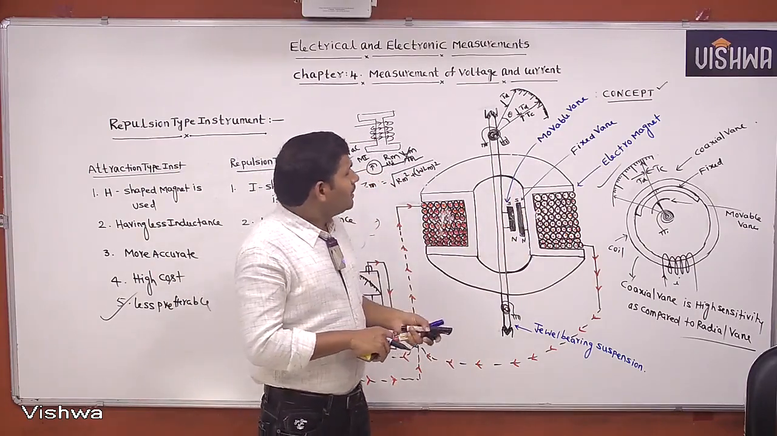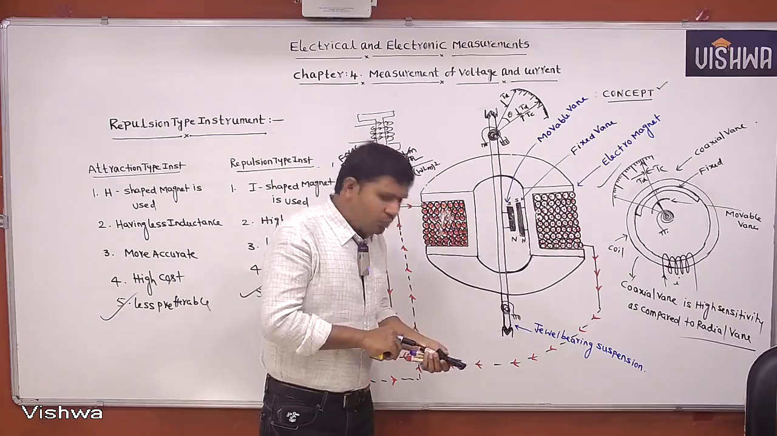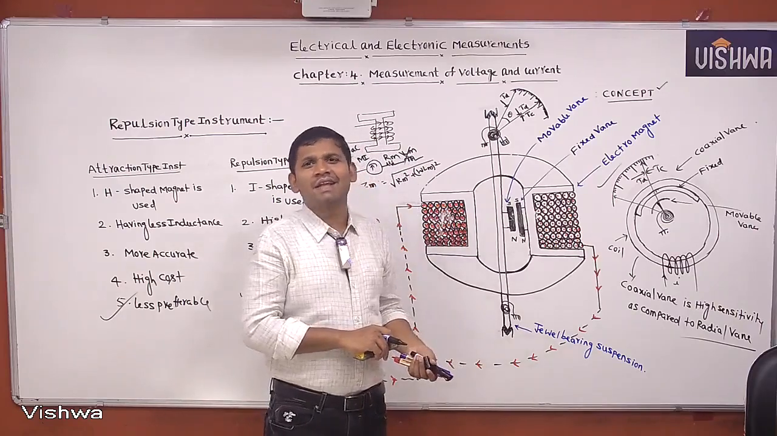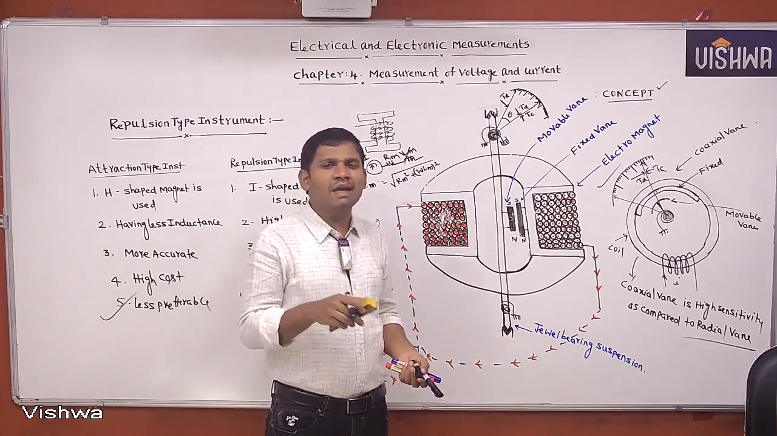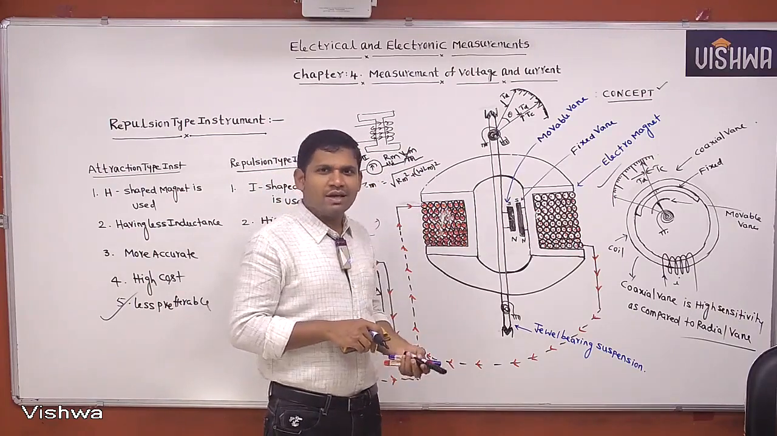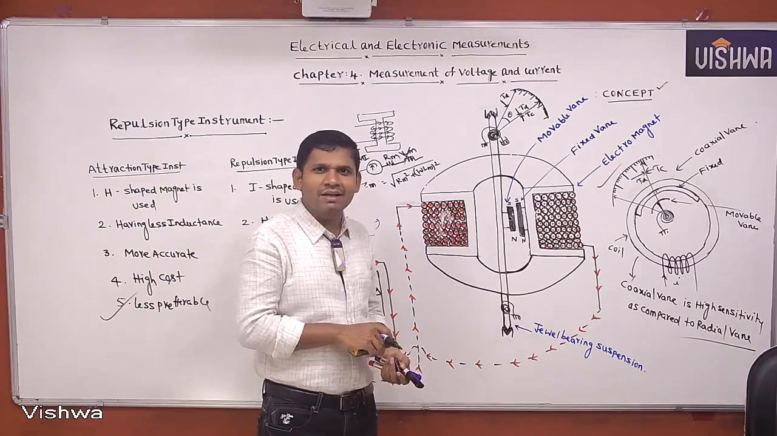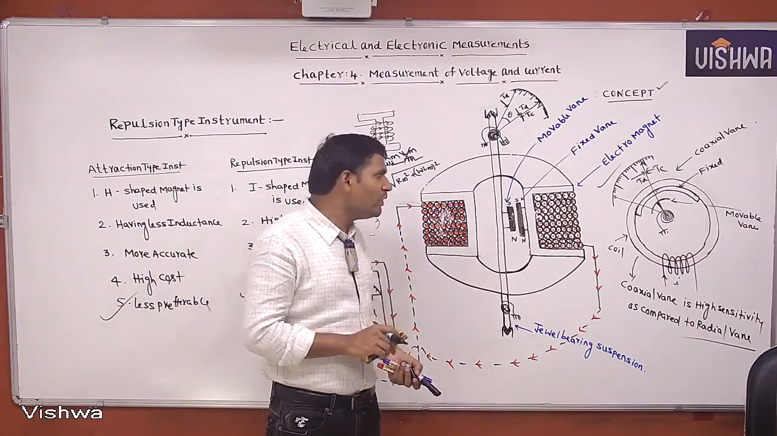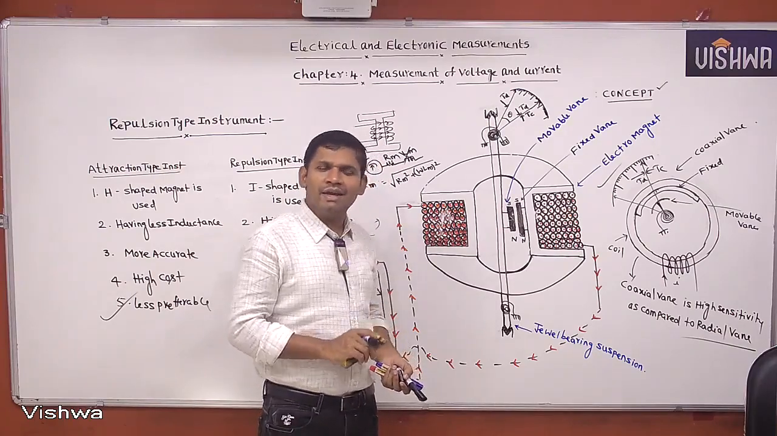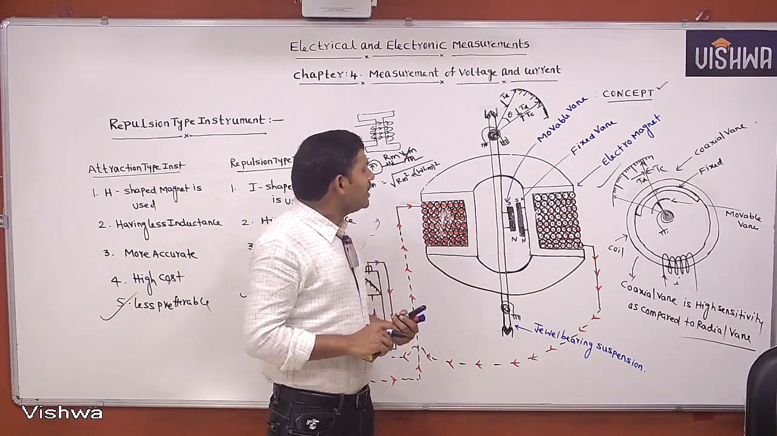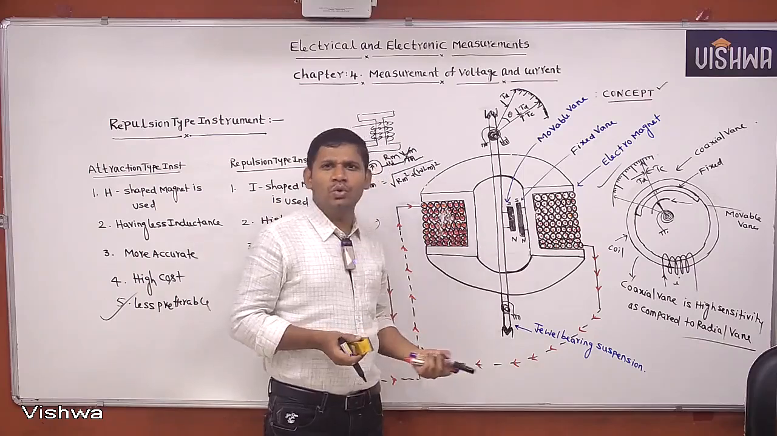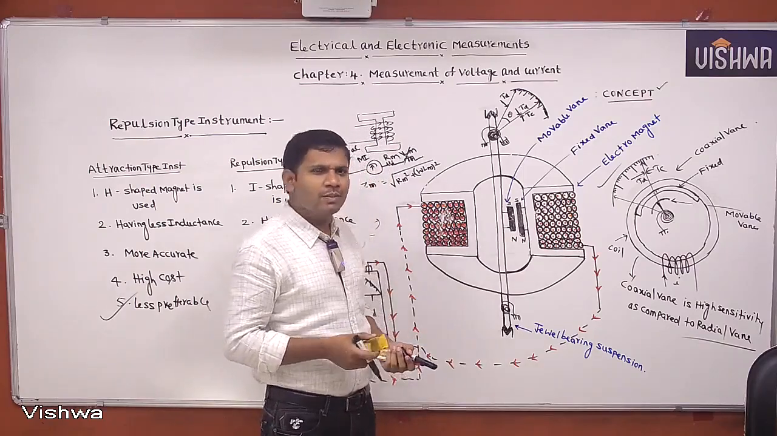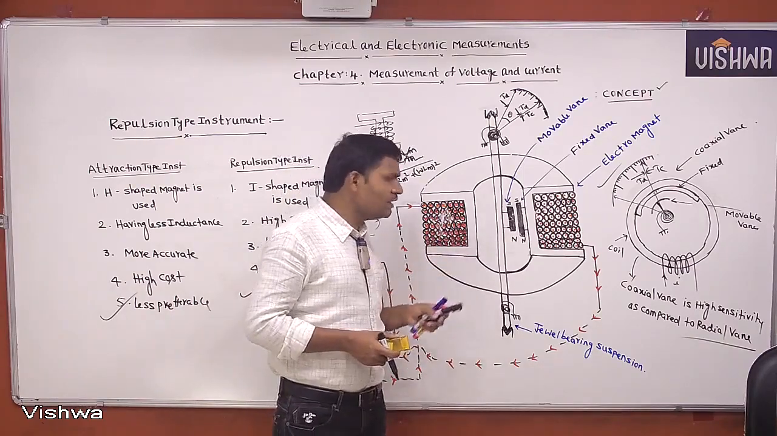These instruments are more preferable as indicating type instruments. Moving iron instruments are used as indicating type instruments only. These are not the integrating type, and these are not the recording type. Mainly moving iron instruments are indicating type. What type of control can we use? Spring control. Mainly we use the spring control and we can use air friction damping.